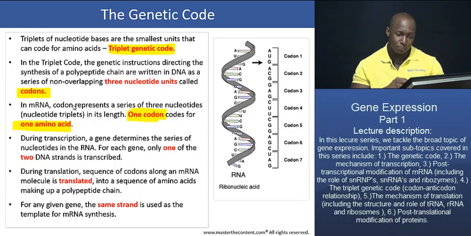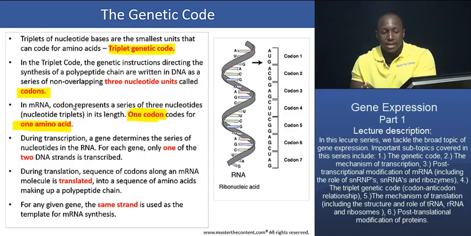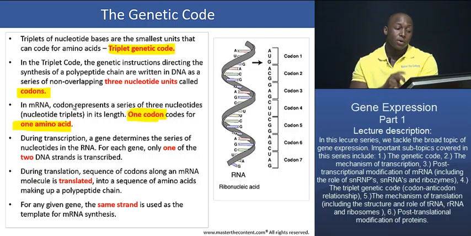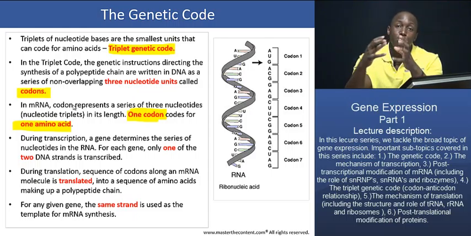Now, during the process of transcription, a gene will determine the series of nucleotides in the RNA transcript. A gene will direct the synthesis of messenger RNA in the process of transcription. For each gene, only one of the two DNA strands is ever transcribed, and the same strand is always used as the template for the same gene. Now, during translation, which is the second part of expressing these genes, the sequence of codons on mRNA is translated into a sequence of amino acids.